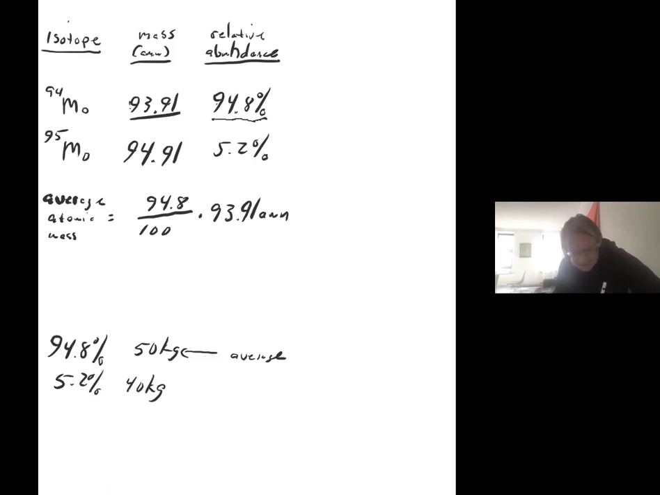I'm putting a dot here to mean times, and then the dot there's a decimal. And then 5.2 out of 100 times 94.91. If you want to put parentheses around it, you can do it that way. And then you're just going to add these two together.